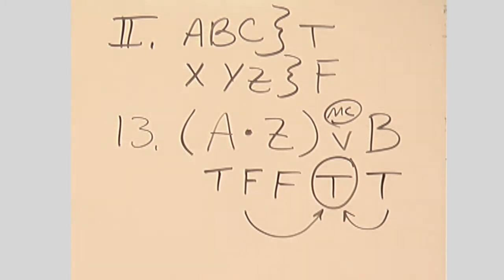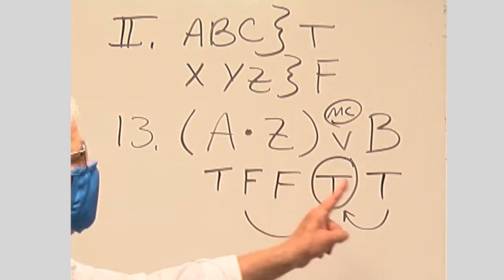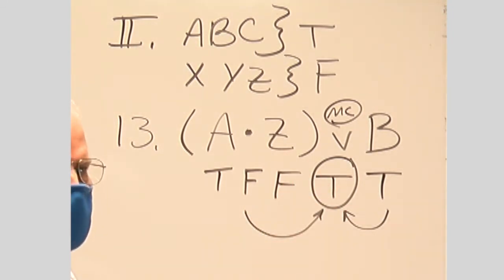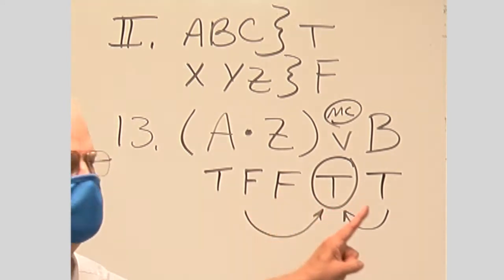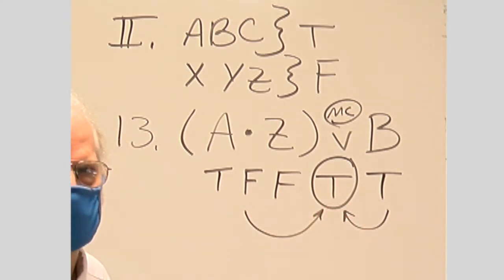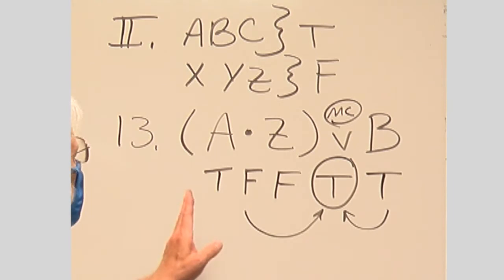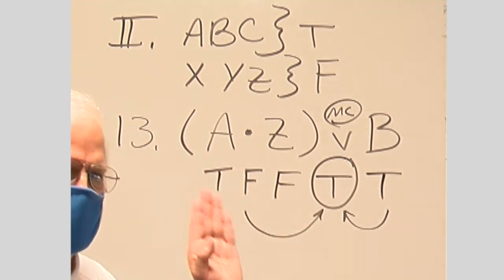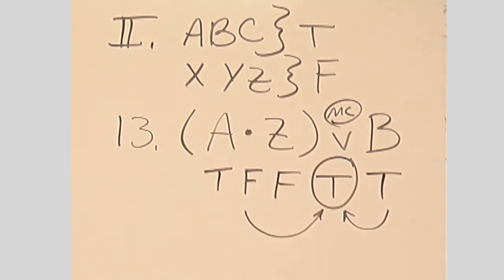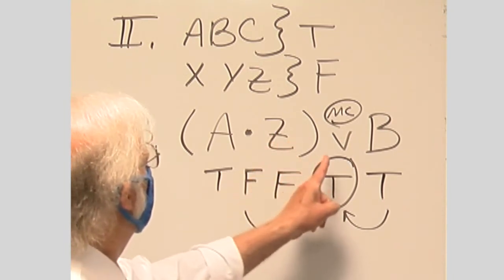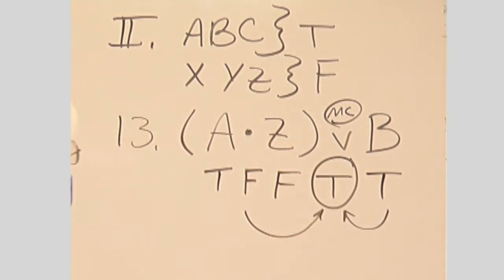Why? Because the wedge is not picky. If at least one side is true, then it's true. And I say at least one because if both sides were true, the wedge would still be true. Okay, so you should think of the wedge as saying at least one of these statements is true. False, wedge, true would make the statement true as a whole.